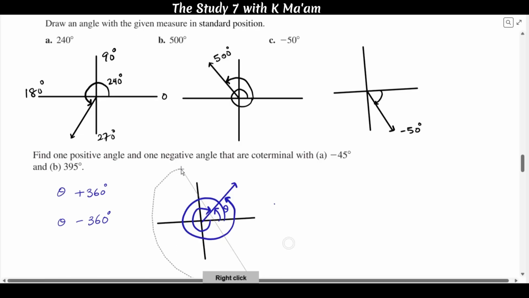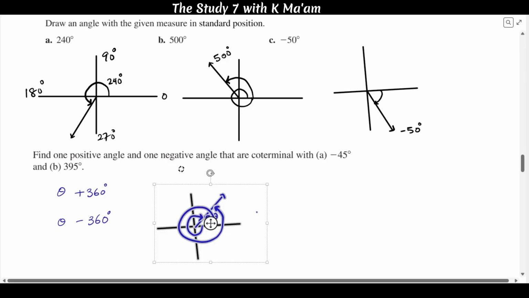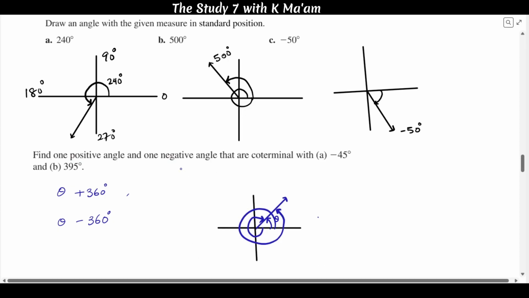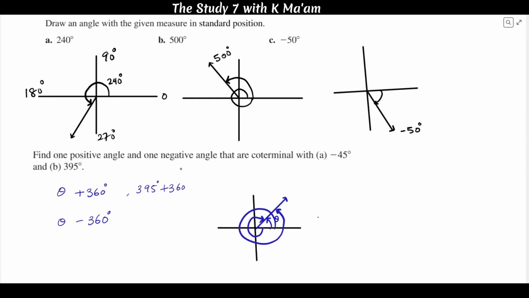In our case, the angle is 395. So 395 plus 360, it will be 755 degree. Another is subtract 360. If I subtract 360, I will get 35.